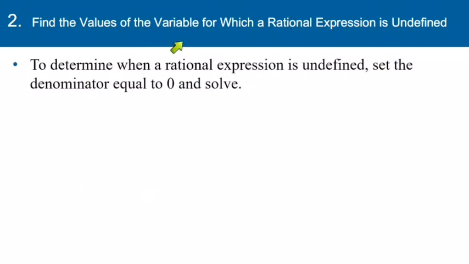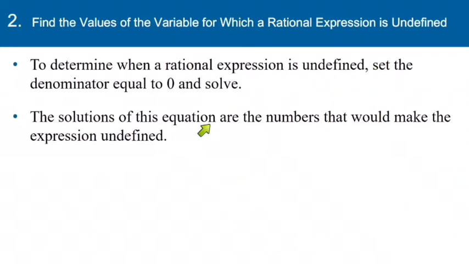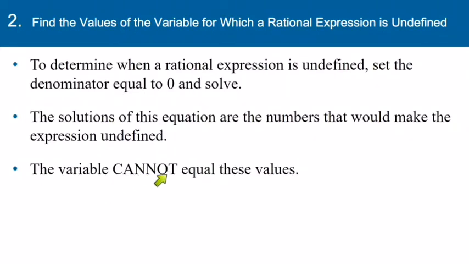Let's talk about how to determine when a rational expression is undefined. We just saw that if the denominator equals 0, the expression is undefined. So to determine when a rational expression is undefined, we need to figure out what value of the variable makes the denominator equal 0. So we will set the denominator equal to 0 and solve. The solutions to that equation are the numbers that would make the expression undefined. And the variable cannot be allowed to equal those values that would cause the expression to be undefined.